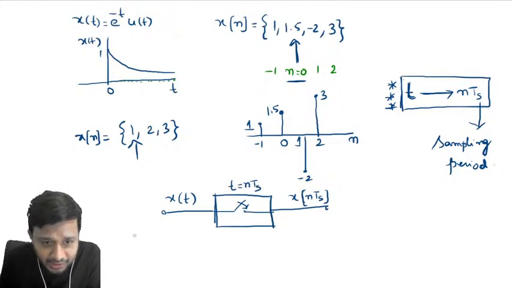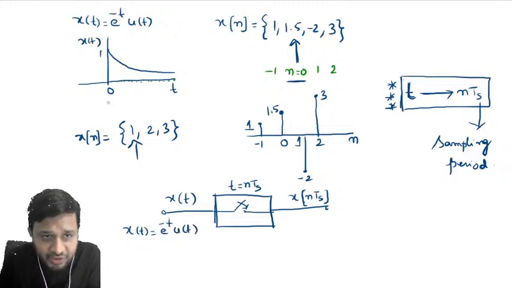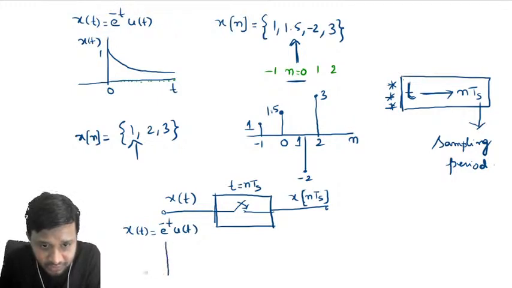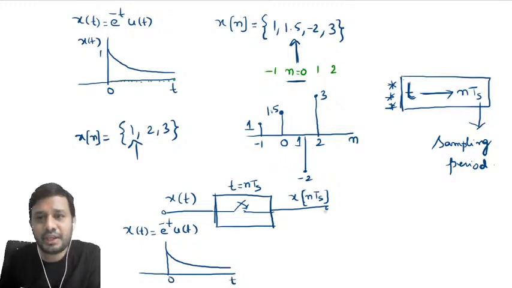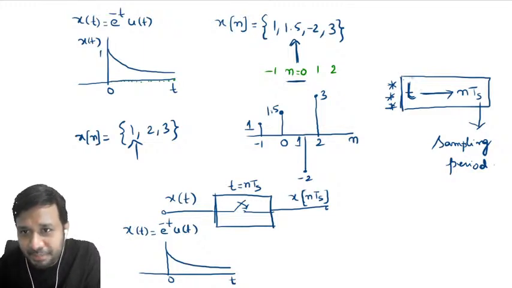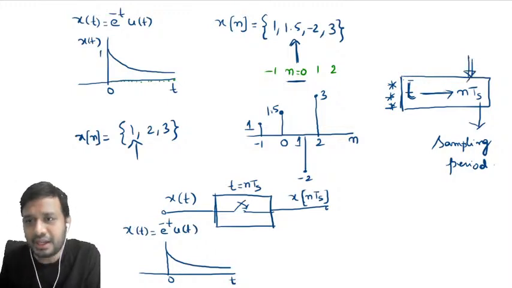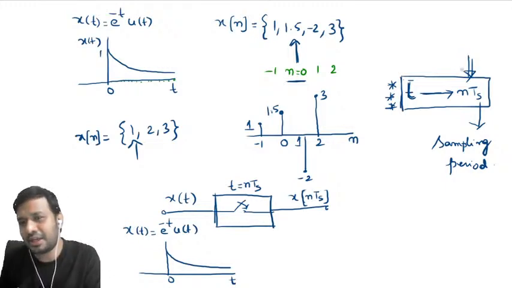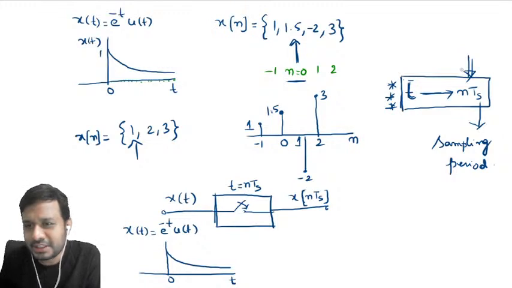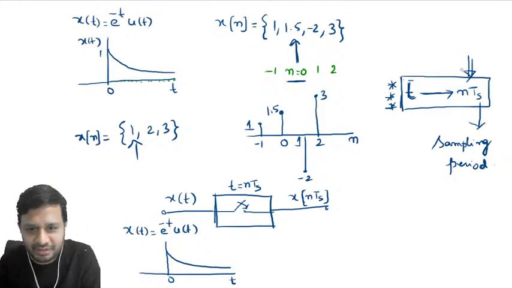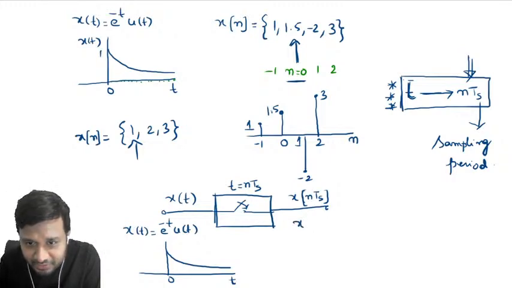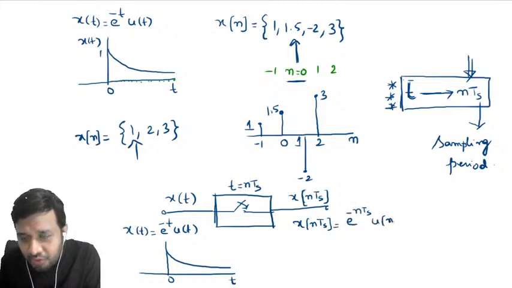So for example, I am going to take a continuous time signal like this, e power minus t u of t, which we have drawn here, a decaying exponential continuous time signal defined at every instant of time. Now I feed this to a sampler, and sampling means the independent variable t is replaced with nTs. Wherever you have t, replace it with nTs. How we multiply with an impulse train, the Nyquist rate and Nyquist interval calculations, we will discuss later. For the time being, replace t with nTs, so that x of nTs is equal to e power minus nTs u of nTs.